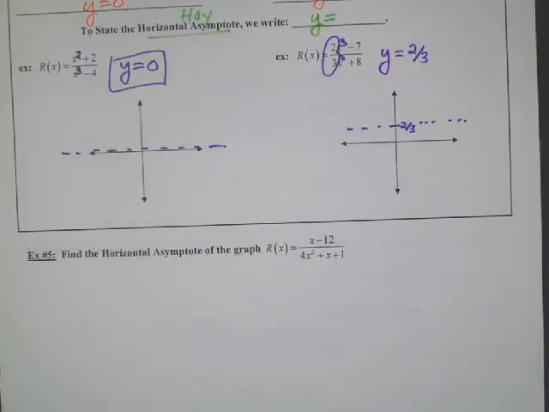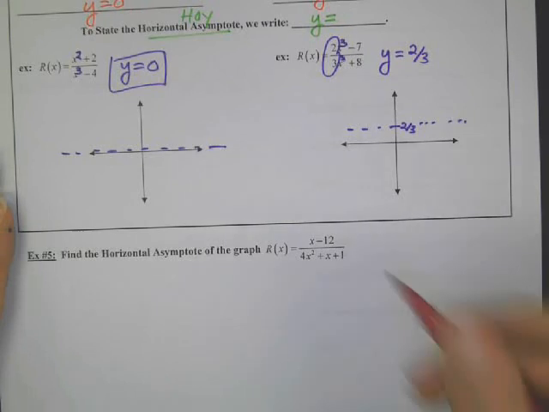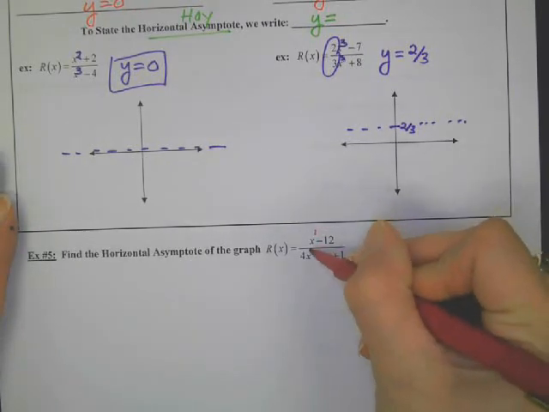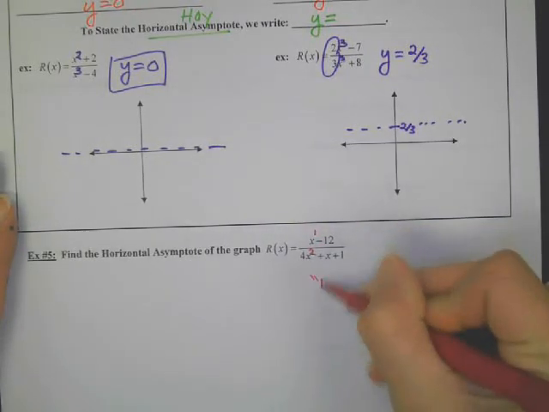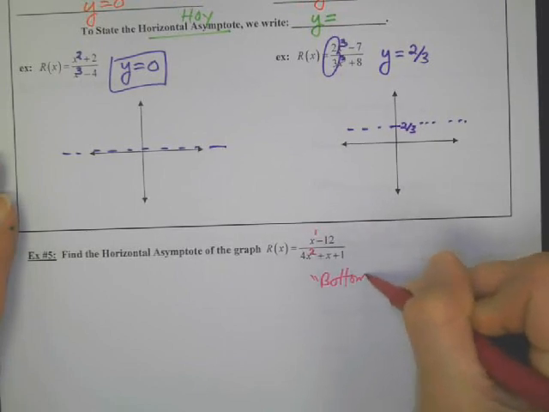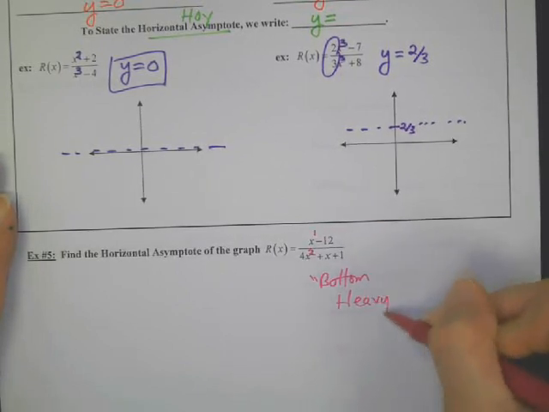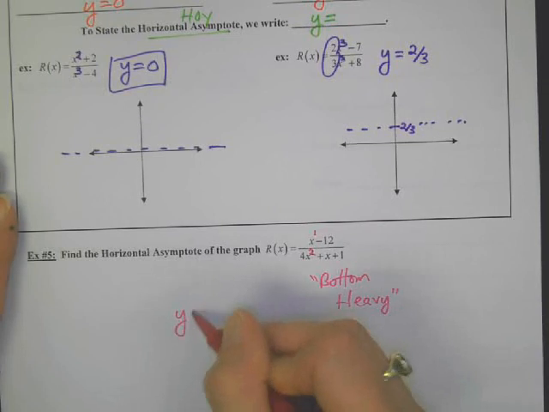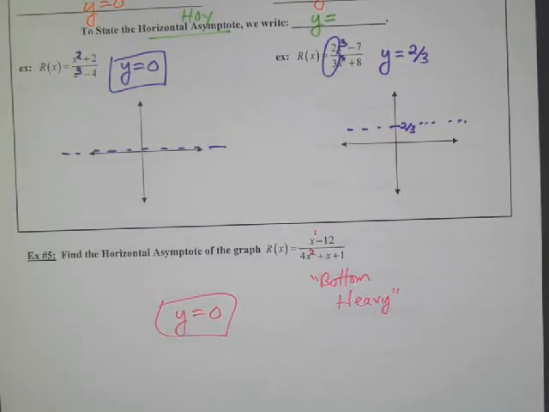Okay, here's another example. I'm going to give you guys 10 seconds to find the answer. Okay, did you notice the power here was 1 and the degree here was 2? And since this one is, quotes, bottom heavy, the answer is going to be real easy. Y equals 0. Done. Oh, that was easy.